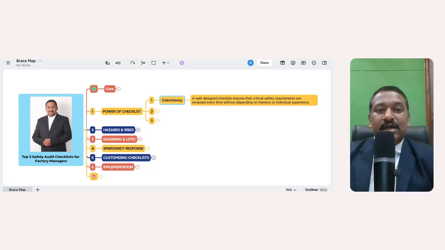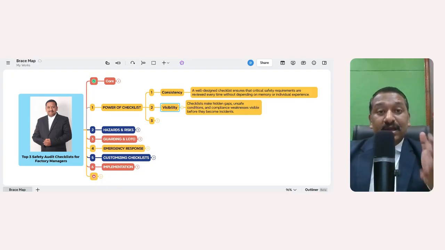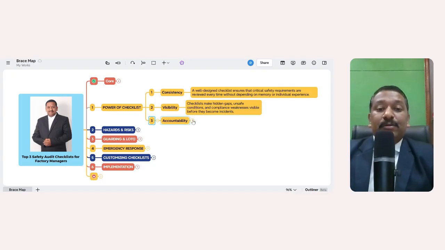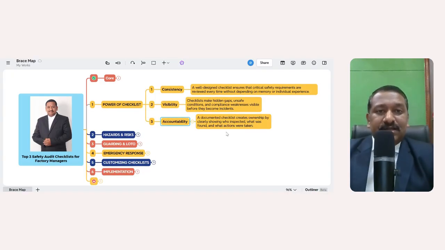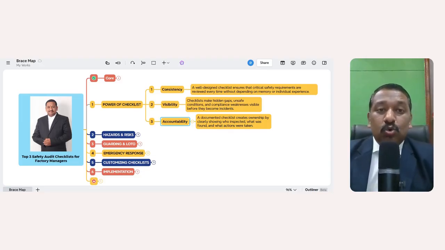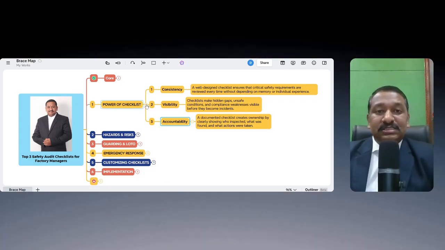Then the second point is visibility. A checklist makes hidden gaps visible, and makes unsafe conditions and compliance weaknesses visible before they become incidents. Anybody does not need to remember the checklist, so visibility can be increased. Then accountability. A documented checklist creates ownership by clearly showing who inspected, what was found, and what actions were taken. So this is the power of a checklist.